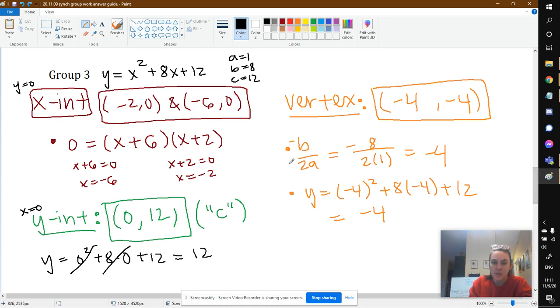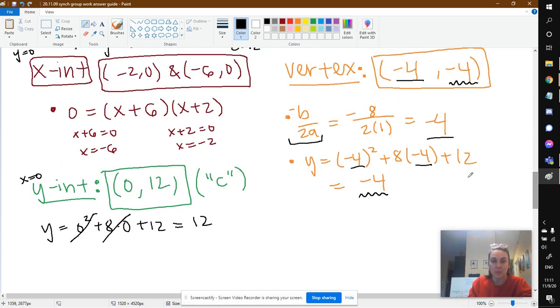And then for our vertex, we find out what -b over 2a is. Put the negative, our b is 8, our a is 1. We simplify, we get -4, and that's where this -4 came from. Now to find the y coordinate of the vertex, we just plug in -4 into our equation. I plugged this in the calculator, I got -4, and that's where this -4 comes from.